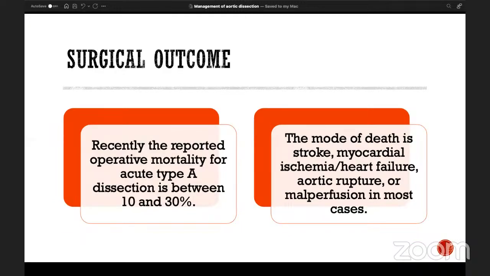The surgical outcome of such a group of patients: in the initial DeBakey report, it was reported that operative mortality is around 40%, but recent reports show around 10 to 30% operative mortality. And usually the mode of death is either stroke, myocardial ischemia, heart failure, aortic rupture, or malperfusion, as we discussed earlier.